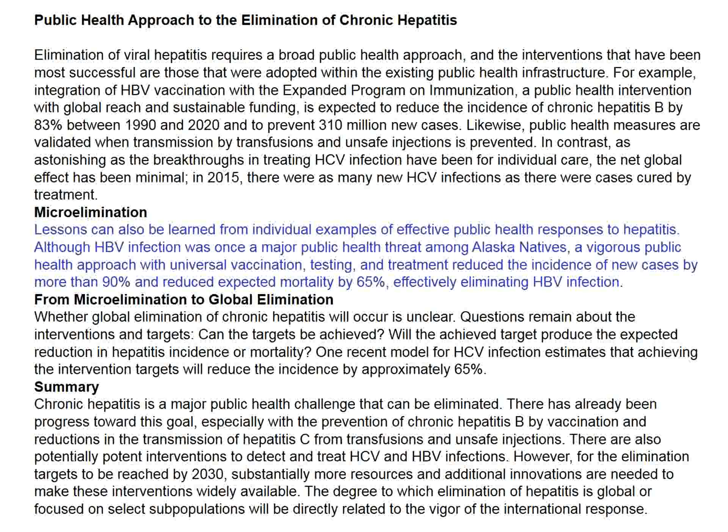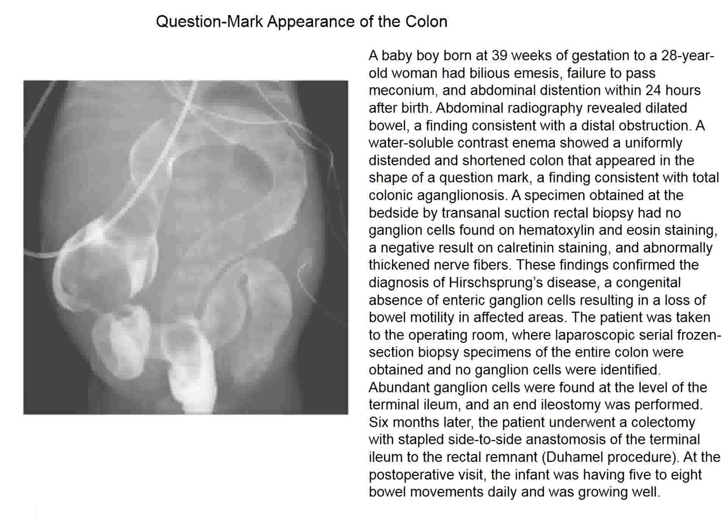For instance, in this term is microelimination, eliminating hepatitis B infection in certain populations, and that's been achieved in Alaskan natives through a comprehensive hepatitis B infection program, and these things could be extended to other populations.